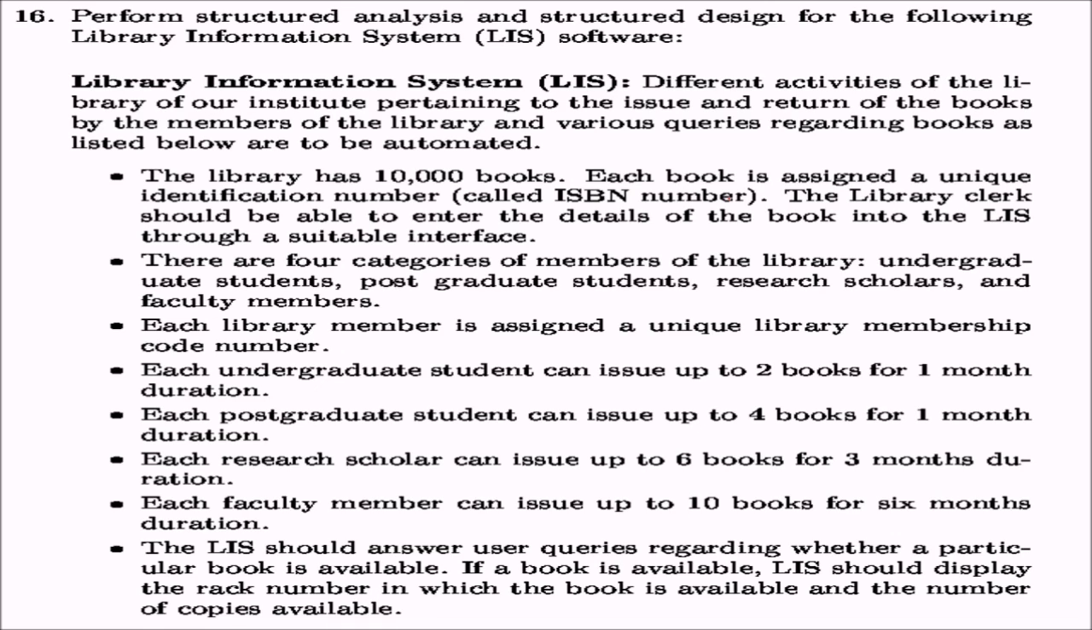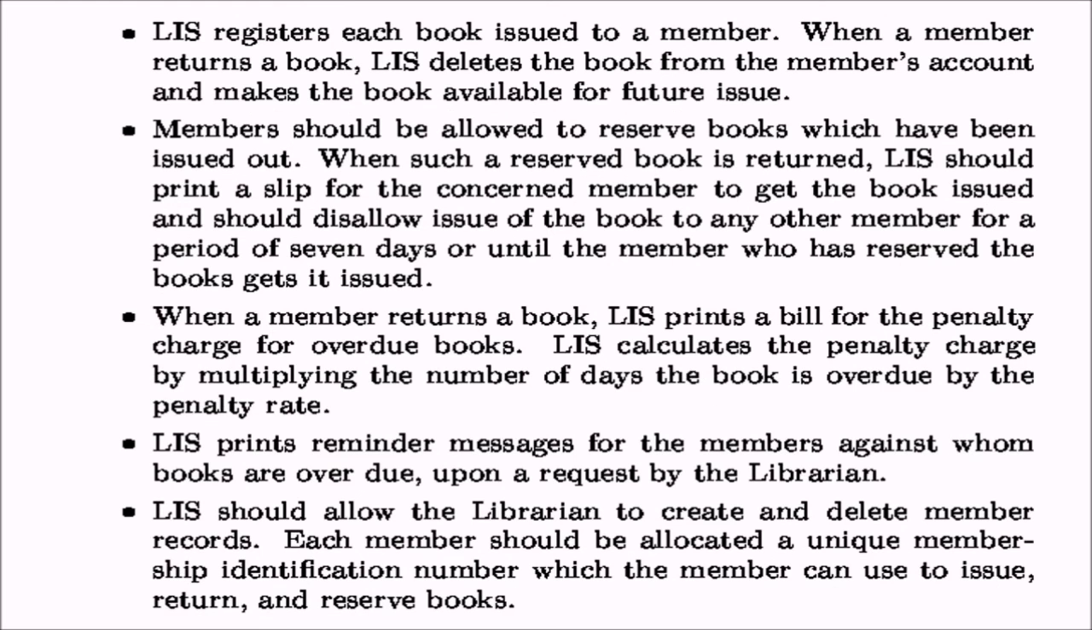Each library member is assigned a unique library membership code number. Each undergraduate student can issue up to 2 books for 1 month duration. Each postgraduate student can issue up to 4 books for 1 month duration. Each research scholar can issue up to 6 books for 3 months duration. Each faculty member can issue up to 10 books for 6 months duration. So the LIS should answer user queries regarding whether a particular book is available. If a book is available, LIS should display the rack number in which the book is available and the number of copies available. LIS should register book issue to a member.